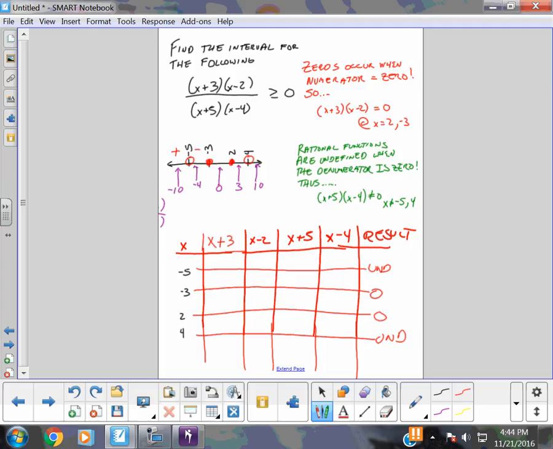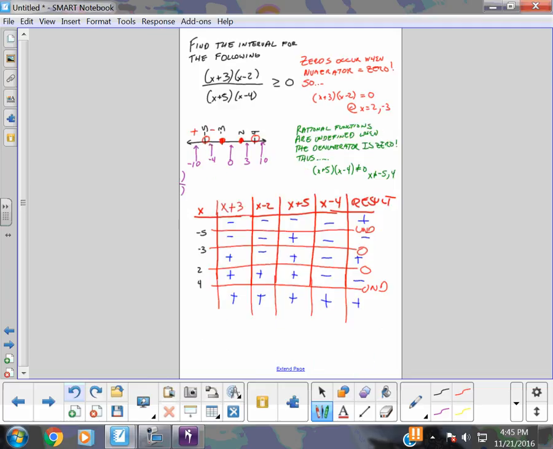And then I work by column. I know x plus 3 is positive above here, and I know it's negative here. x minus 2 I know is positive above 2 and negative below. x plus 5, positive above -5, negative below. x minus 4, positive above 4, but negative everywhere else. And I can go across now. 4 negatives are positive, negative. We already knew those two. Next line, right here, this interval, 2 negatives is a positive. 3 positives and a negative is a negative. And finally, the last one's all positive.